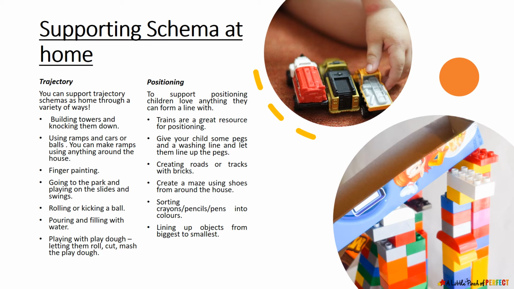To support positioning, children love anything they can form a line with. Trains are a great resource for positioning. You could also give your child some pegs and a washing line and let them line up the pegs. You can create roads or tracks using bricks. Create a maze using shoes from around the house. You can sort crayons, pencils, bricks, anything around the house into different colours or categories. Or line up the objects from biggest to smallest.